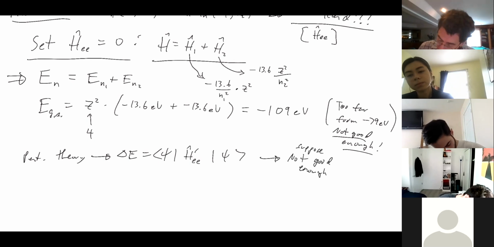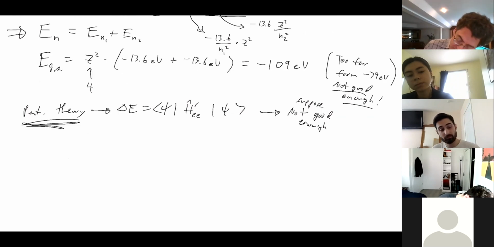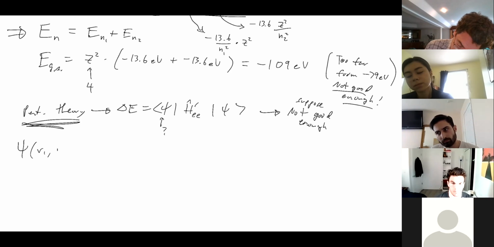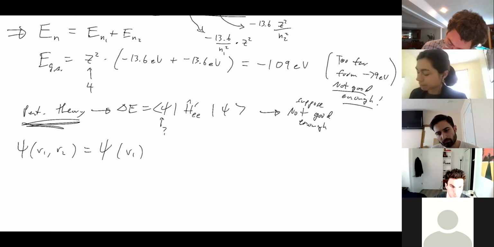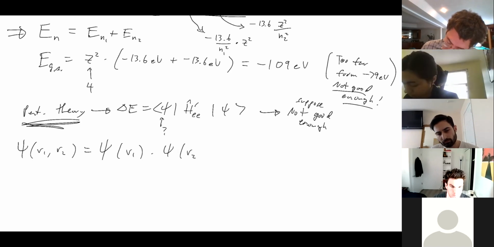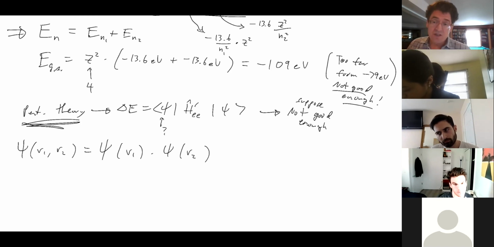Okay. And so, suppose you were to do this by perturbation theory, then let me ask you a question. What would be the psi that you would use? Which wave function would you use? Would it be the product of the two individual ones? Exactly. Perfect. Psi of r1 times psi of r2. That's right. Now these are hydrogen wave functions. It's the ground state of hydrogen.